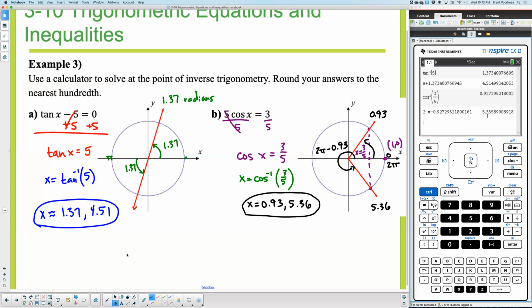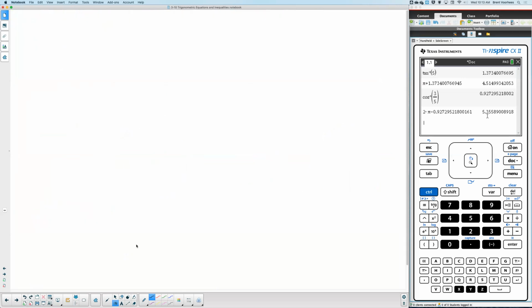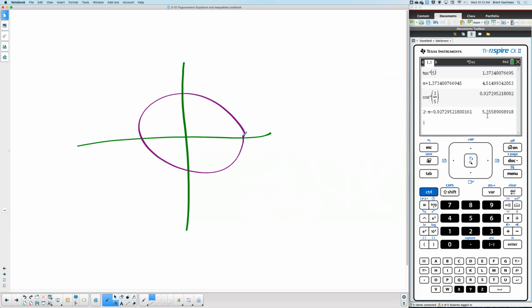I'll do one more. Let's see if my board's working over here. You try to find what this value is. The whole circle isn't. No, are you getting this? Perfect. Value of this from this axis or from this?